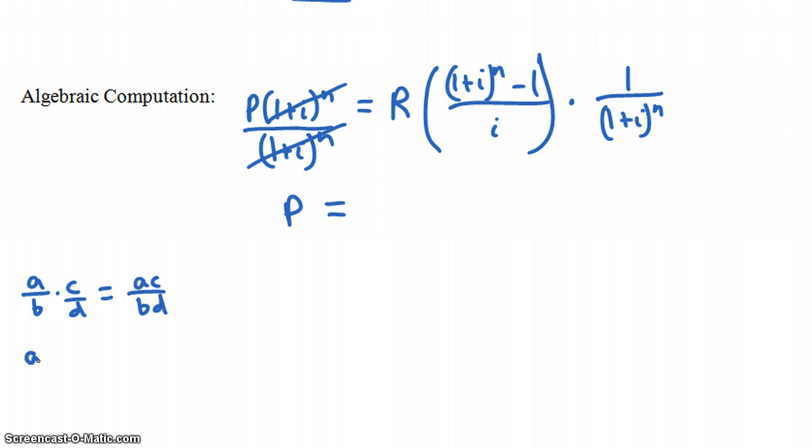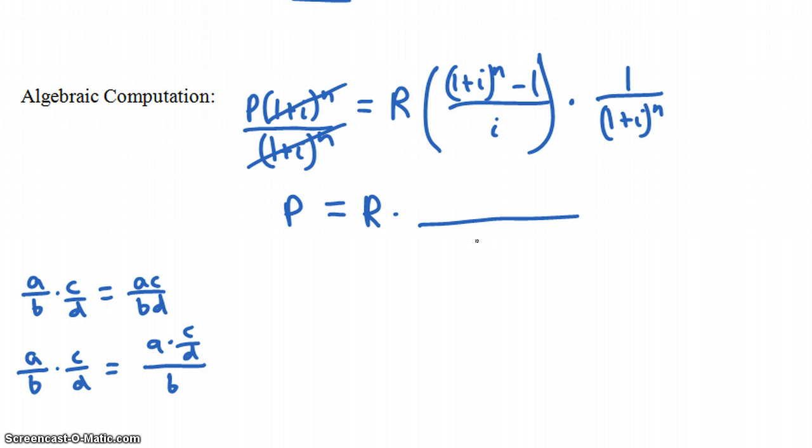But actually, another equivalent way would be to say a times (c over d), all over b. So the a over b, we still have that there. We can put the c over d, really the whole thing, on the top of the fraction. That would be the same thing. By the way, this expression and this expression really are equivalent. So that's what we're going to do over here. We're going to take each of these two terms and multiply by 1 over (1 plus I) to the N. We're really dividing by this term.